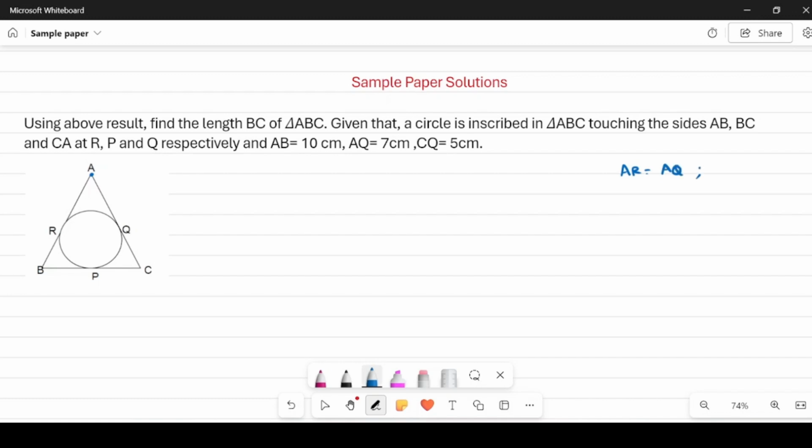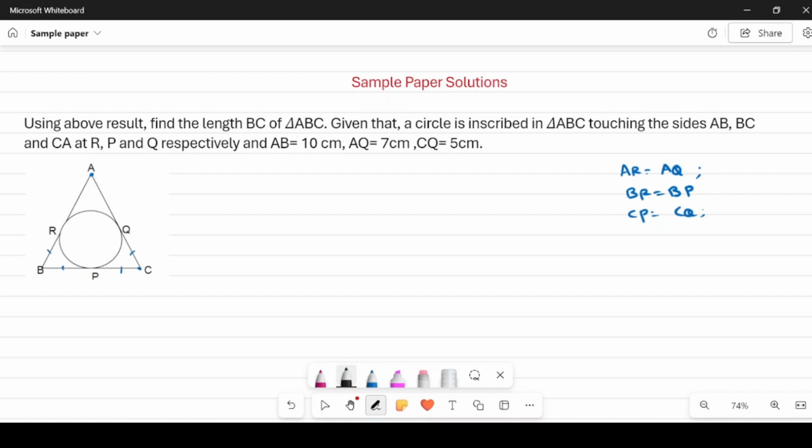Similarly, if we take B as the exterior point, then BR and BP are equal. Similarly, if we take C as the exterior point, then CP and CQ are equal. CP is equal to CQ. Only this thing we need to know. Alright, see what do we have?